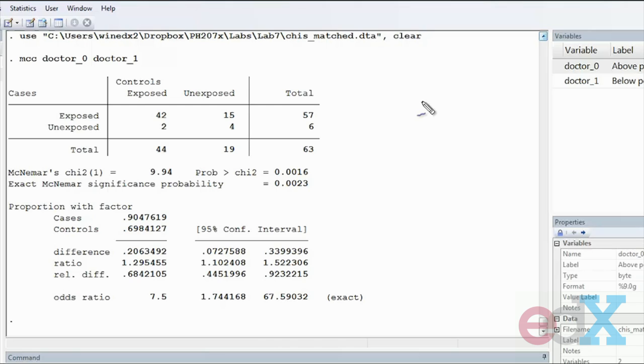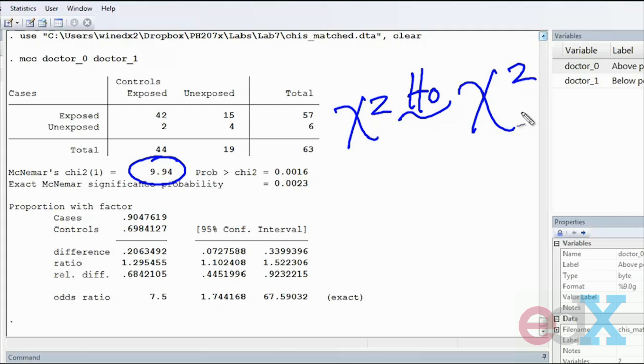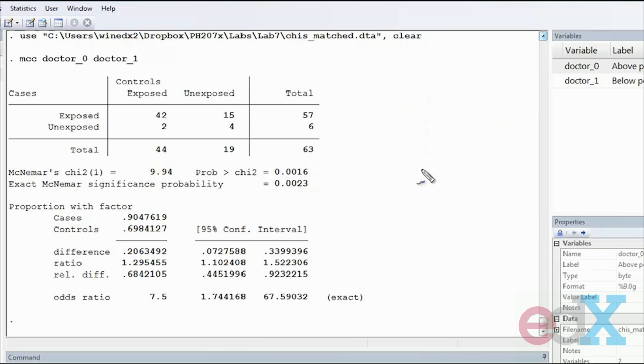Okay, so first let's just go ahead and assume we were going to use the large sample assumptions. What would our test statistic be? We would say our test statistic is 9.94, and under the null hypothesis it would follow a chi-squared distribution with 1 degree of freedom. And using that, we would find a p-value. Our large sample p-value is 0.0016. So that would be if we wanted to do a large sample procedure. In practice, you would really want to present this exact McNemar's significance probability because of the low number of discordant pairs in this example.